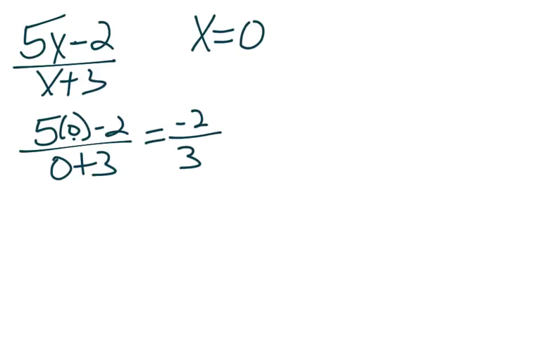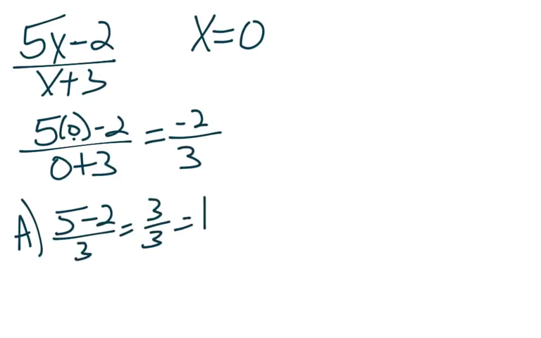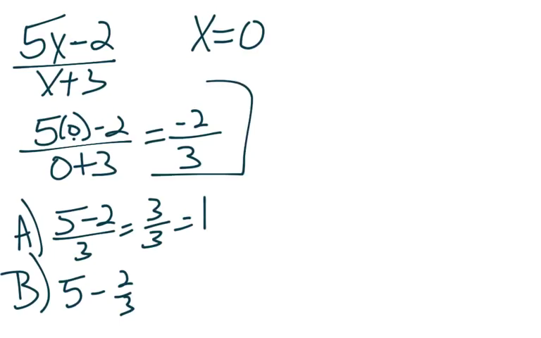Now we look at the answer choices, and we're simply putting in 0 for x again. In A we don't have an x, so we're just looking at what this is equal to. 5 minus 2 over 3 is simply 3 over 3, which is 1. Obviously that doesn't work. B doesn't have a variable either. We've got 5 minus 2/3. Now think logically for a minute. 5 minus 2/3 is not going to get us a negative 2/3, because 5 is simply too big when you're just subtracting 2/3 from it.